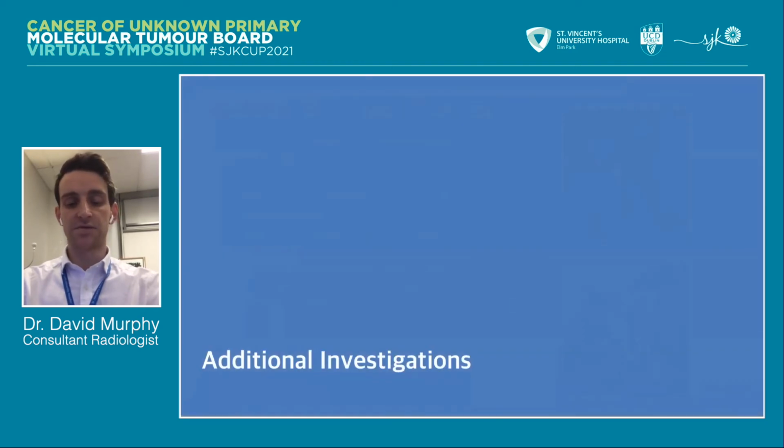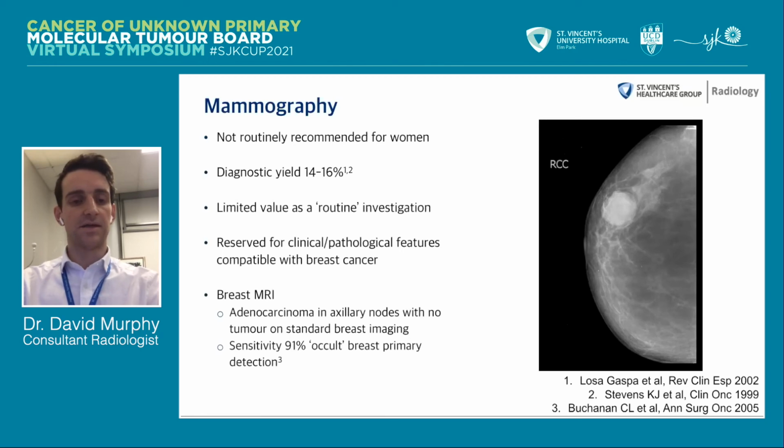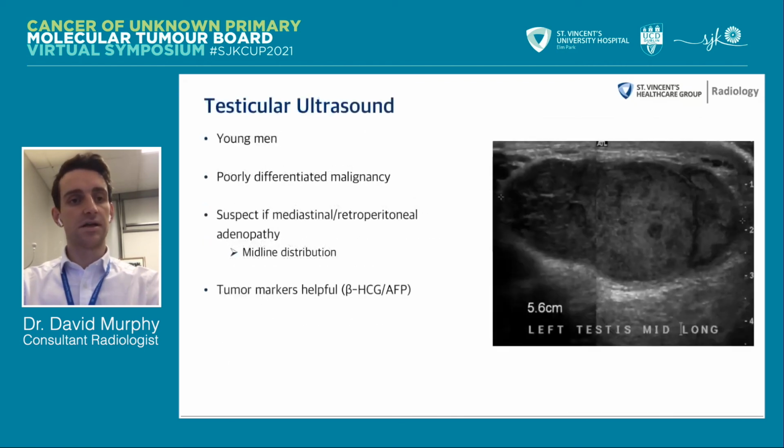There are additional investigations which may be required depending on the clinical circumstance. Mammography is no longer routinely recommended for female patients with cancer of unknown primary, but rather reserved for patients where there are clinical or pathological features suspicious of breast cancer. In women who present with malignant unilateral adenocarcinoma in the axillary lymph nodes, but no tumor on standard breast imaging, breast MRI has a very good detection rate for occult breast primaries. Testicular ultrasound is beneficial for young men with poorly differentiated malignancy, particularly if they have large volume mediastinal or retroperitoneal adenopathy, and tumor markers can help here too.